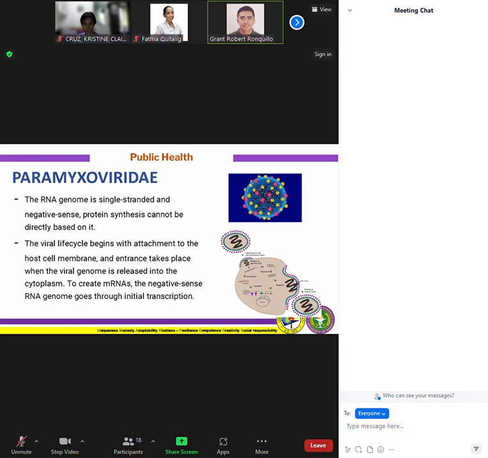Okay, so basically, ito yung magiging map ninyo sa morphology ng inyong RNA virus, kaya ko siya binigay para hindi na kayo mag-memorize word for word. Tignan ninyo na lang siya dyan sa map ninyo. So, for Paramyxoviridae, isa sa mga disease na kinukos niya is measles. Ano po ba yung measles? In Tagalog, tigdas. Ito yung tigdas. Tigdas hangin, tigdas kreme, basta tigdas.